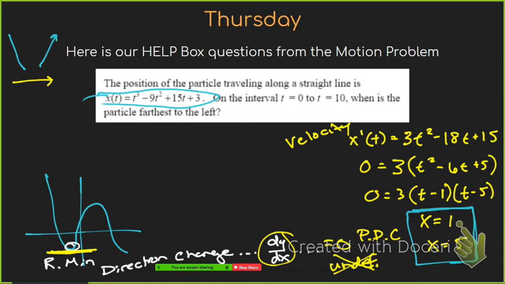Someone else? Yes, Jade? So I was thinking that if you found the y values of that, it could tell you when it's most negative, because we're looking for farthest to the left, but in this case that's going to be whatever y value is most negative. So you're saying just find the y values, just find the outputs.